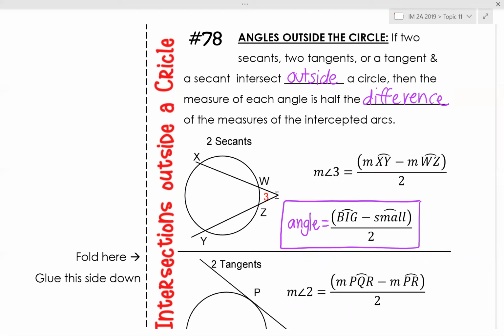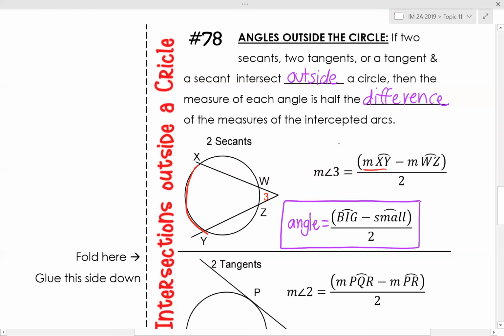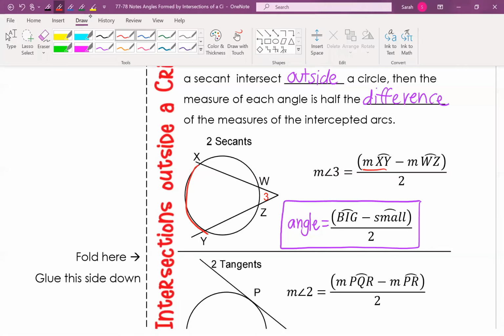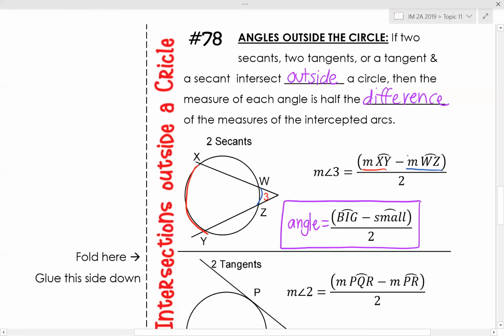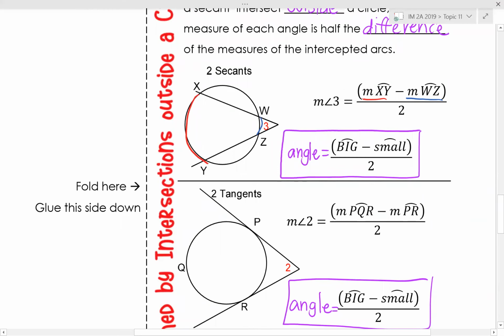So almost the same equation, we're just subtracting instead of adding. Because we're subtracting, it's important that we use the big arc first. So this should always give us a positive number. If for some reason we mess up and we do small minus big, we'll get a negative, but the number's still correct. So you just need to know that it has to be the positive answer. So I would take the measure of arc xy, and subtract the measure of arc wz, and that would give us this formula. Again, generically, we can think about it as the big arc minus the small arc divided by 2.